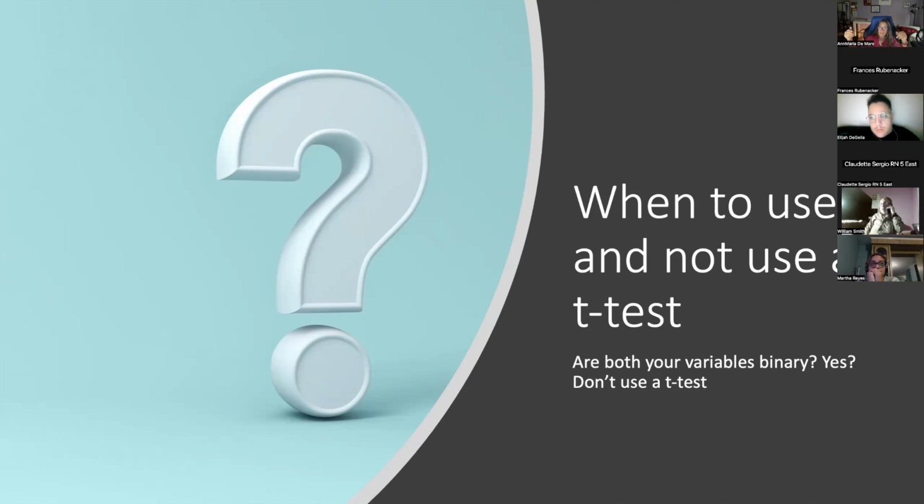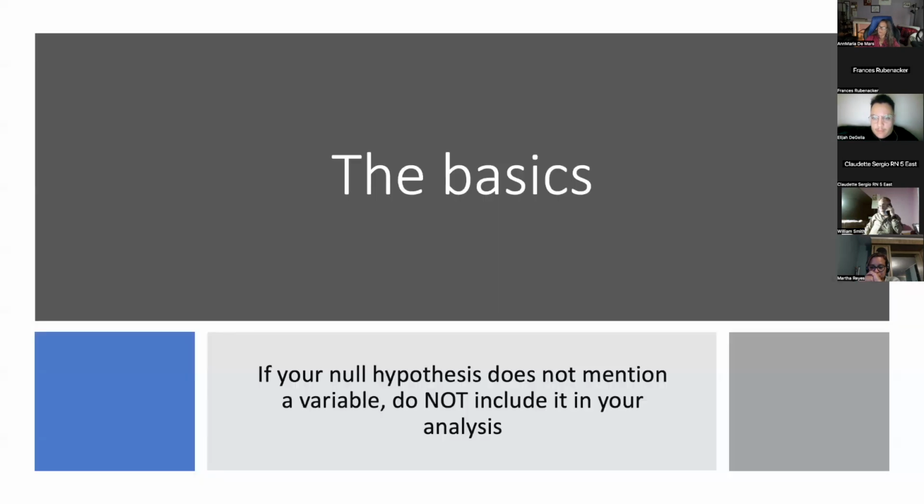If both your variables are binary, is there a relationship between having a medical condition and death? Don't use a t-test. Use the chi-square. Knowing which to use is a common mistake that people make. And for some reason, I see people trying to do t-tests when both their variables are categorical. Don't do that. This has to do with your final paper, but I'm just throwing it out here now.